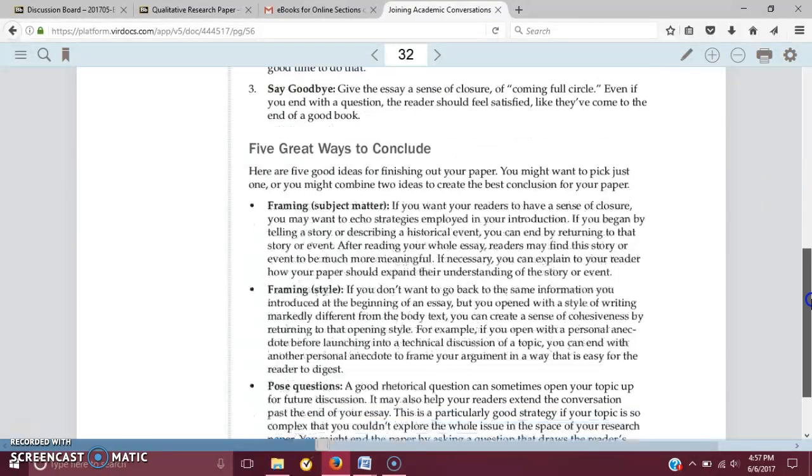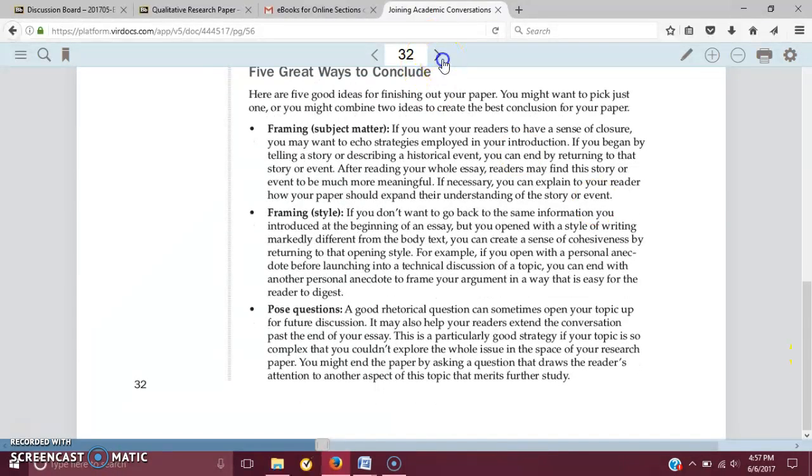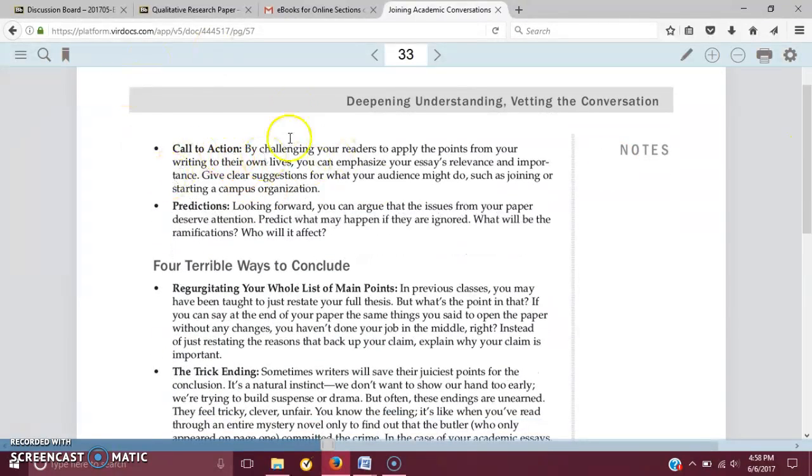So a couple of ways you can frame your conclusion, and this will be more relevant for the op-ed, but you can ask a question toward the end, that's fine. You can frame the subject matter based on your introduction. You can call someone to action, the audience. You can make a prediction about the future.